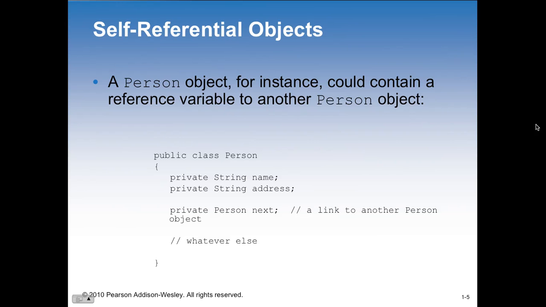So if we were to implement those people in a Java class, this is about as far as we've gotten so far. So you're up to speed already on this concept. If we created an object, we would have a public class Person as an example. It would have a name and an address, and then we might have a person next, which is going to be a link to another person object, which is how we could keep track of people.